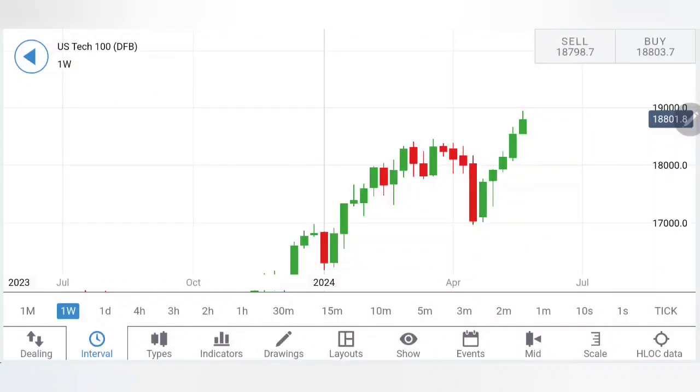Nasdaq continued the bull run and achieved record highs again, close to 19,000, precisely at 18,960 levels, and closed the week with a little drop at 18,800. Can we expect this bull run to continue, or is it going to drop from here? What is going to be our strategy in order to profit trading Nasdaq in the coming week? We are going to see with the help of charts and indicators.